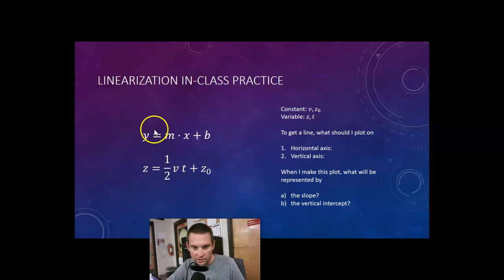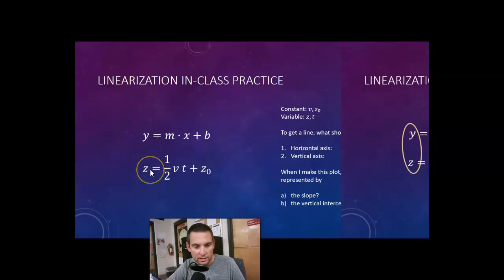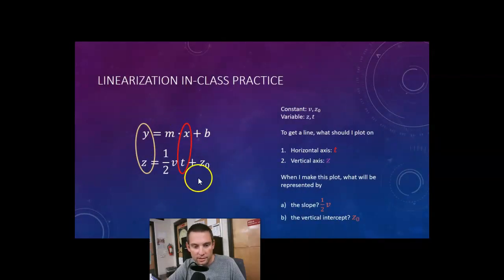Here's another one, a little bit more challenging. But we have it solved to match up with this y equals mx plus b. And the reason why we do this is to give us a straight line. So on the y-axis we'll be plotting z. On the x-axis we'll be plotting t. Meanwhile, the slope of that graph will give us half of v, and the y-intercept will be whatever z naught is.